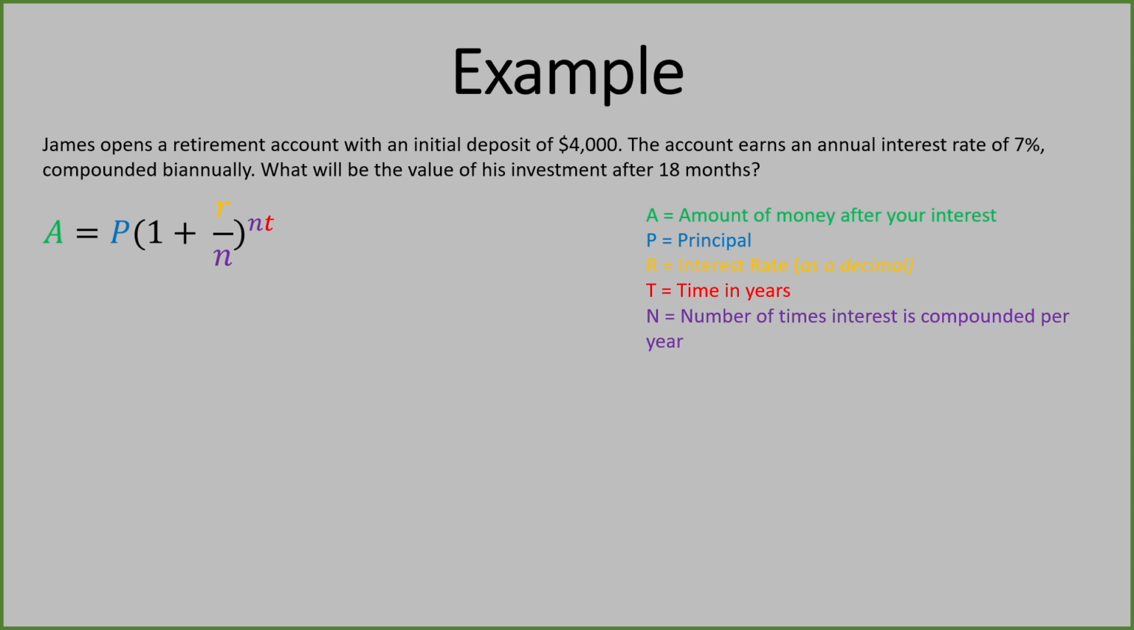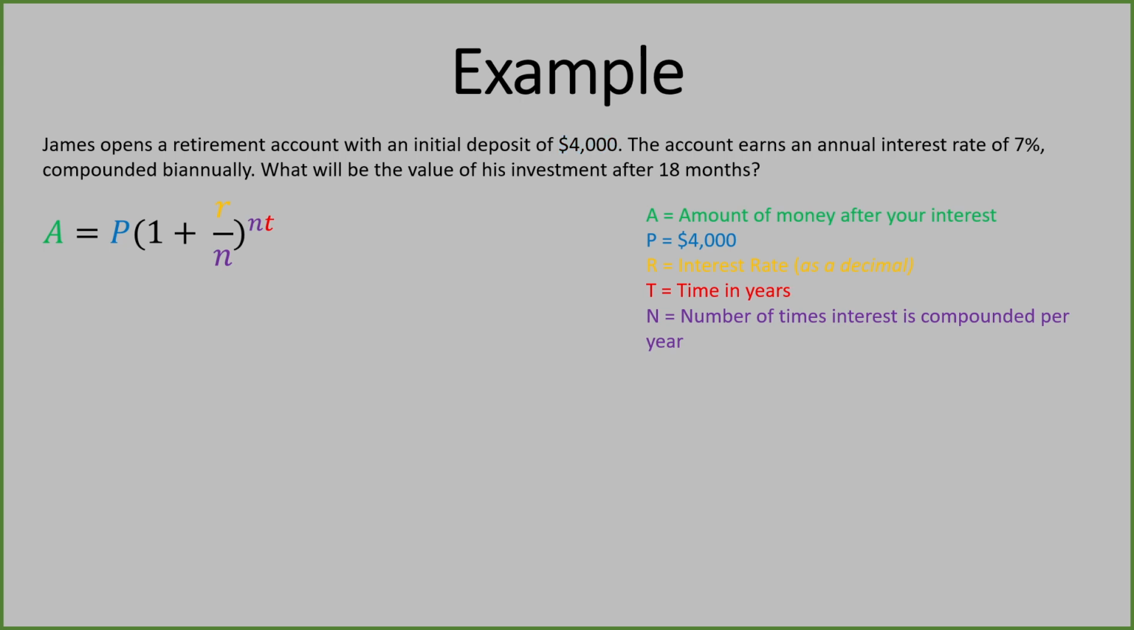Now, let's start analyzing our question. We don't know the amount of money that James will have after interest. That's what we're trying to find out. Now, in terms of principal, the initial amount that James deposits, well, that's $4,000. It says so right in the question. We'll jot that down for P.